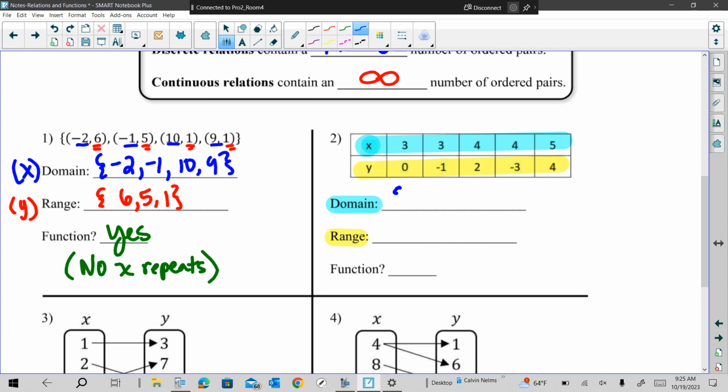The domain values are 3, 4, and 5. Remember, we don't list the repeated value. The range values: 0, -1, 2, -3, and 4.